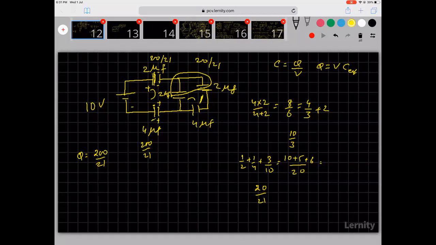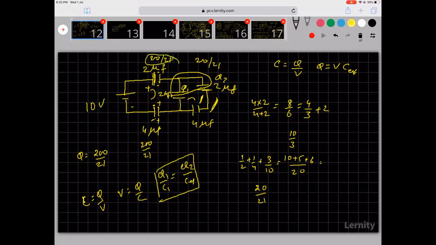So find out the effective. Now divide the ratio. For potential to be the same, C is equal to Q by V, so V is equal to Q by C. So if suppose Q1 is there here, Q1 by C1 must be equal to Q2 by C effective. C effective being this. First find out the ratio, then divide 200 by 21 into that and then work.